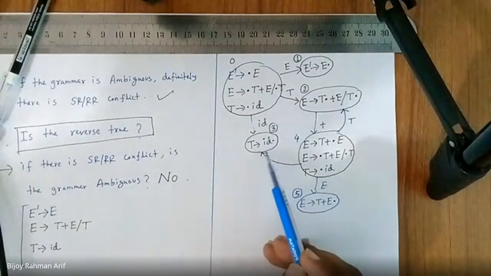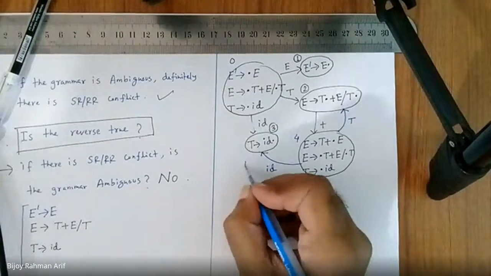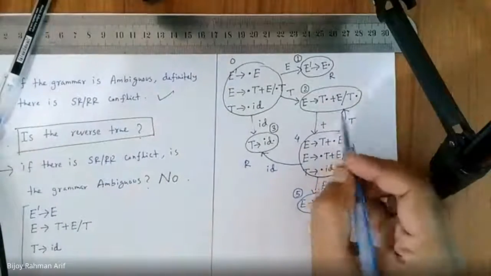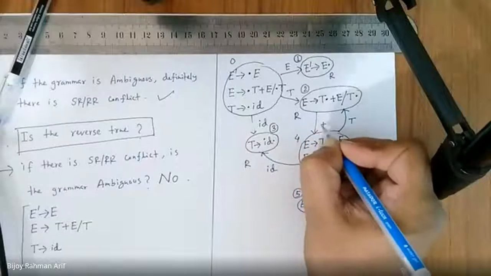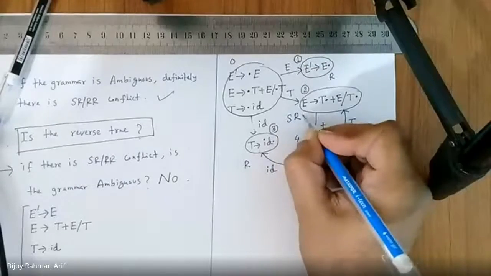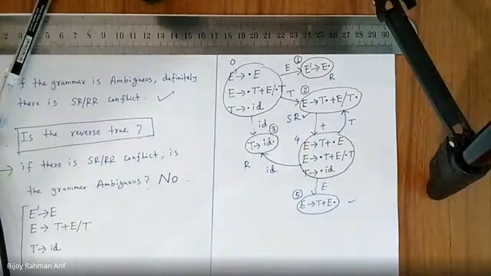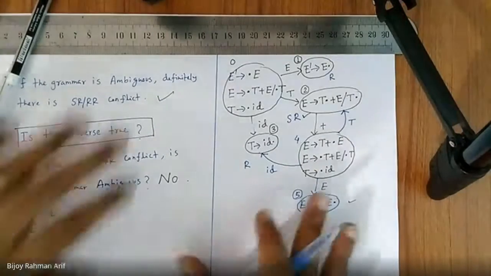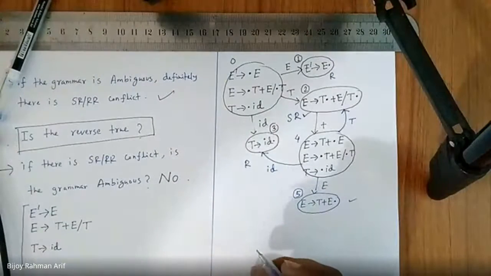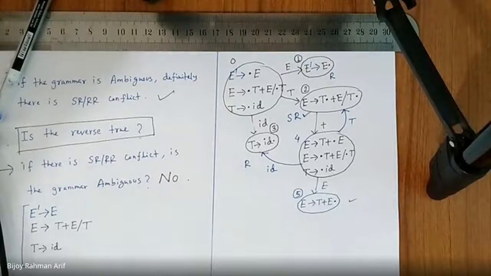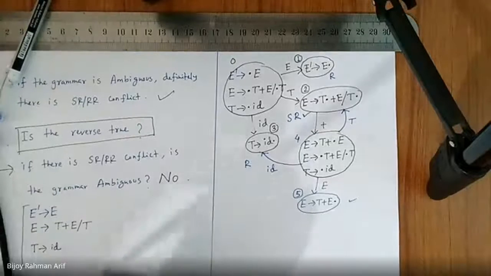Here it is a final item, but there is no shift there. So fine. Here it is the augmented reduce, there is no shift there. How about here? See, there is a reduce over here and there is a shift over here. So there is an SR conflict. And this one is fine. So this grammar is actually not parsable using LR0. But is this grammar ambiguous? No, sir. This grammar is not ambiguous.